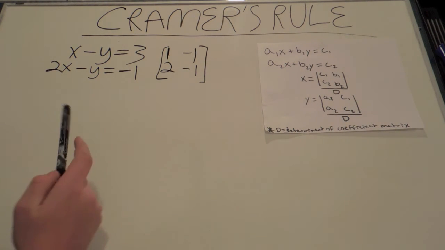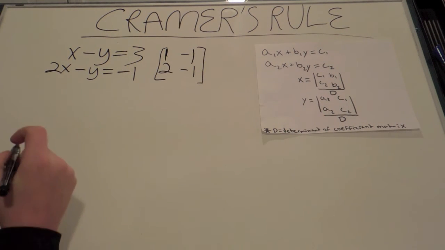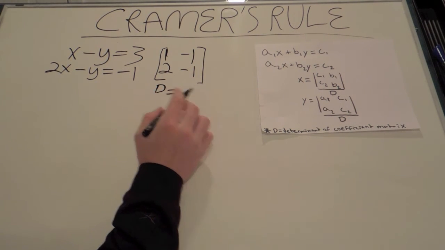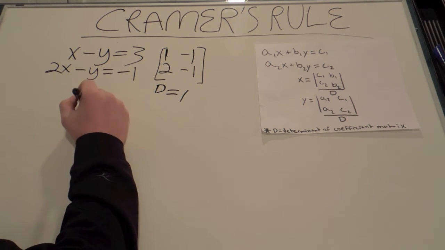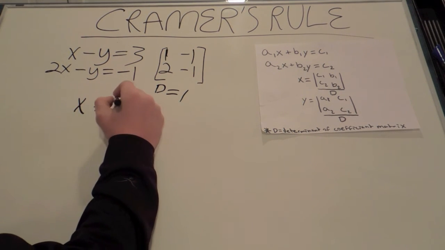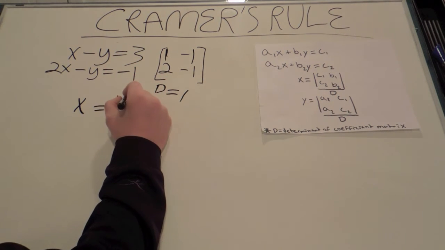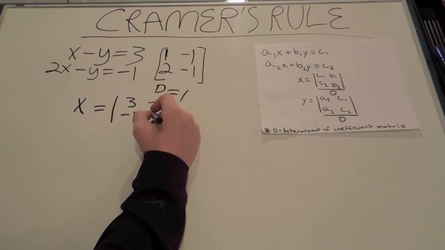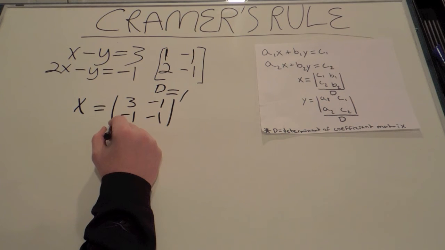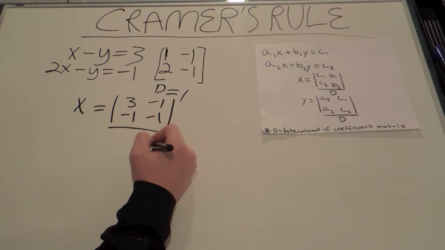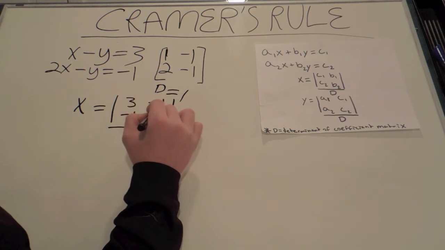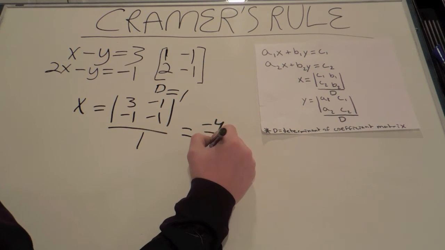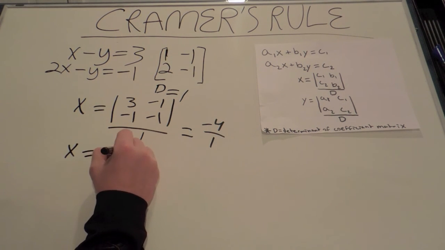Before you begin to solve for the determinant of the upper matrices, you need to find the determinant of the coefficient matrix, which I've found to be 1. Now that we've found the determinant of the coefficient matrix, we can go on to solve for x and y. We'll start off with x. Now x equals the determinant of c1 being 3, c2 being negative 1, b1 being negative 1, and b2 being negative 1, all over the determinant of the coefficient matrix, which we found to be 1. Now the determinant of this upper matrix is negative 3 minus 1, which is equal to negative 4 over the determinant of the coefficient 1, making x equal negative 4.